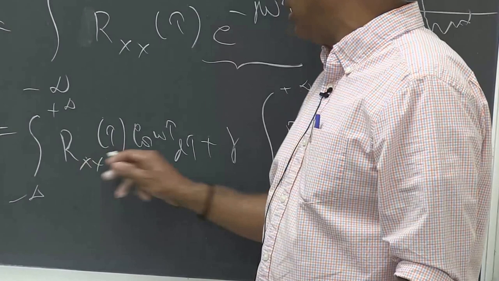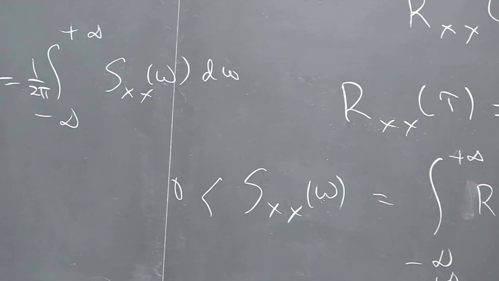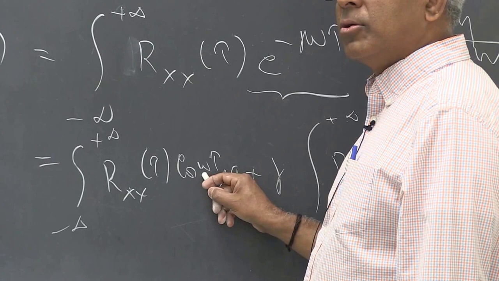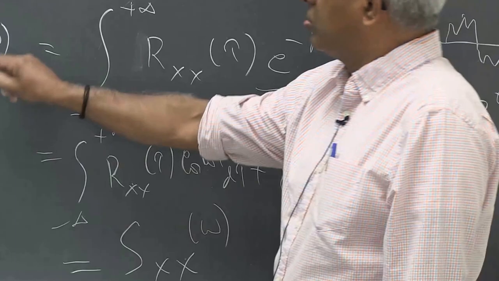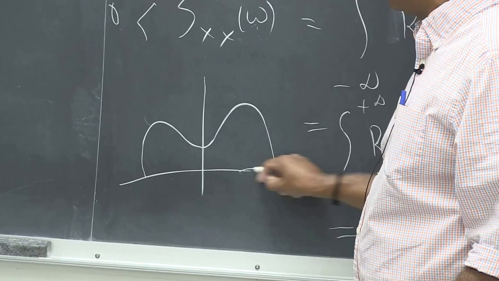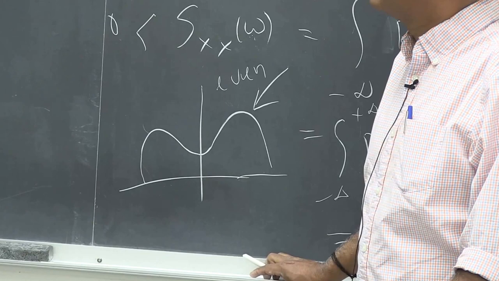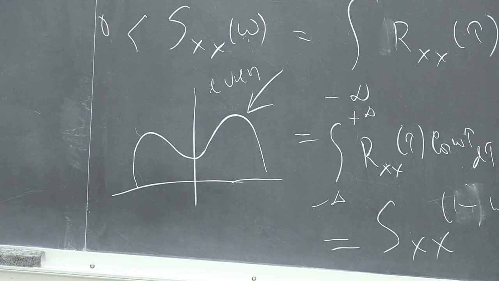Remember, the power spectrum is always positive. Now look at here. What happens in that case if you replace omega by minus omega? There is no omega here, so this becomes cos of minus omega tau. Cos of minus omega tau is what? So what is the relation to Sxx of omega? Right. So this is also the same as Sxx of minus omega. So if a process is real, the power spectrum is going to look like this. Sxx of omega will be even. It is always positive, but it will be even. Okay, so these are a few properties. Let me just do one more property. So if the process is real, the spectrum is even.